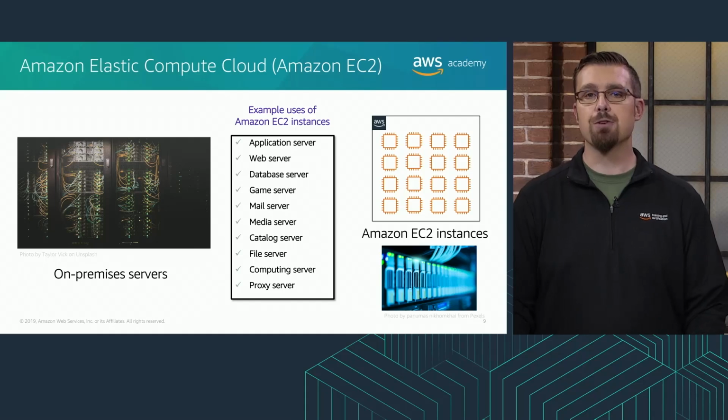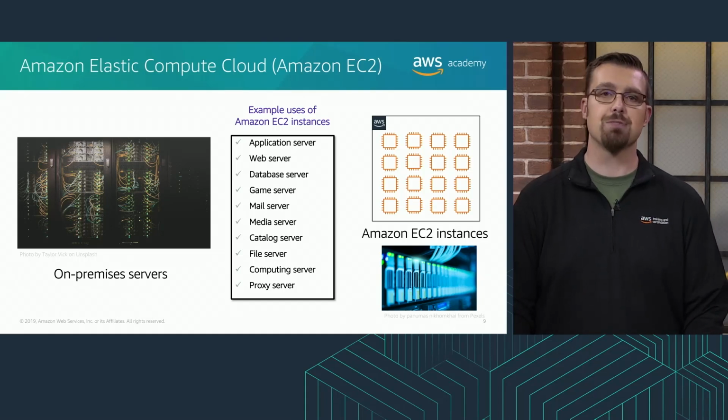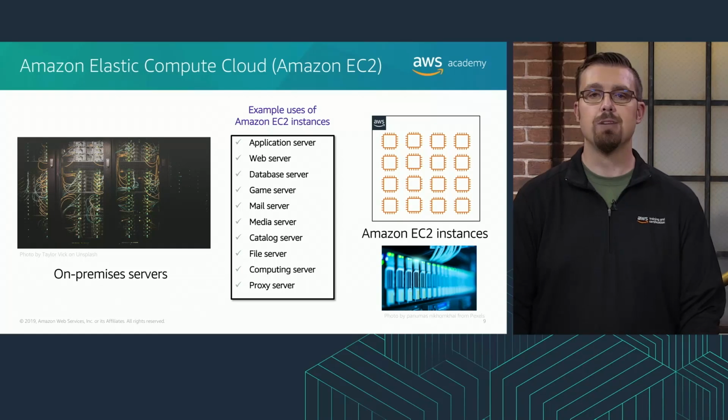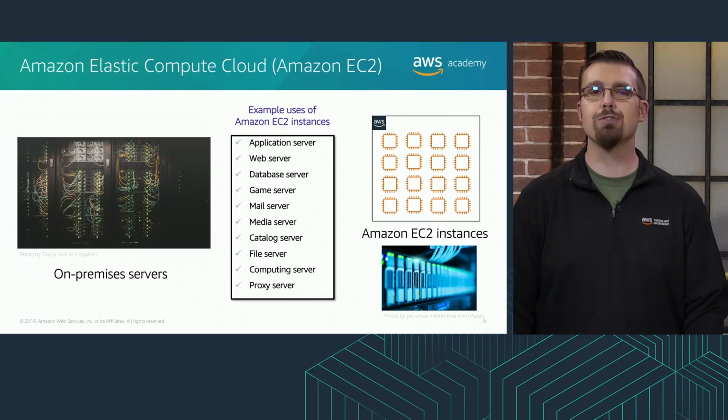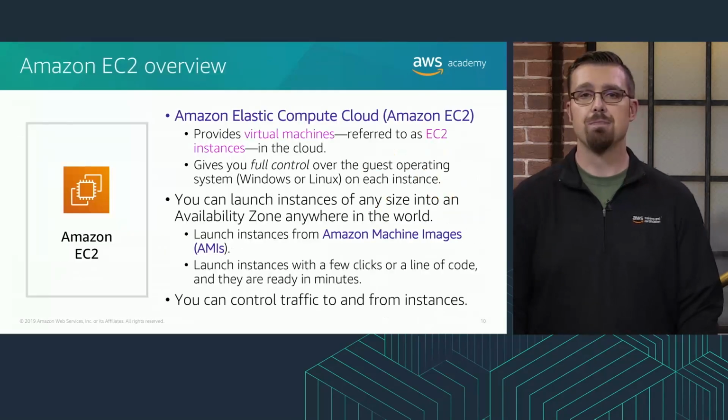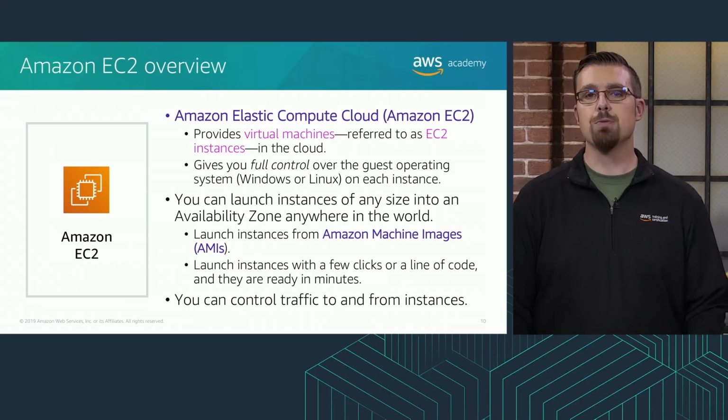Amazon EC2 provides virtual machines where you can host the same applications you run on premises servers. It provides secure, resizable compute capacity in the cloud. Common uses for EC2 instances include application servers, web servers, database servers, other types of servers listed here, or even servers not listed here.